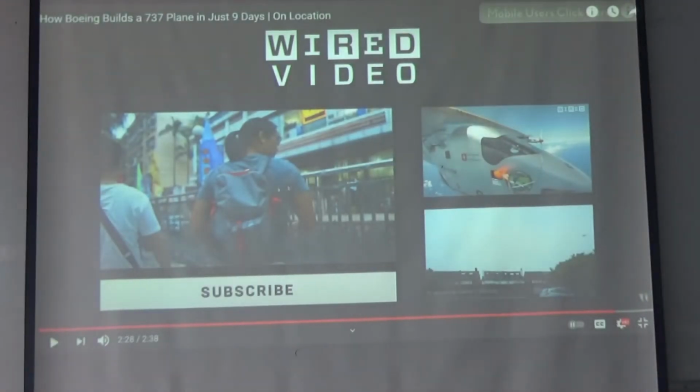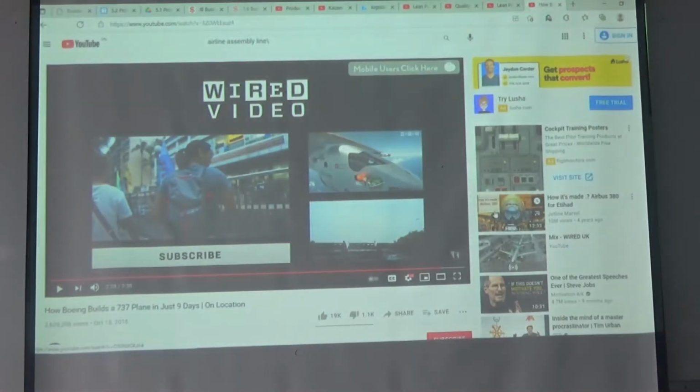Pretty cool thing going on there. How do they do that? That's an assembly line for aircraft. They didn't always have that. You can imagine how huge the building is and how much investment it takes to do that.